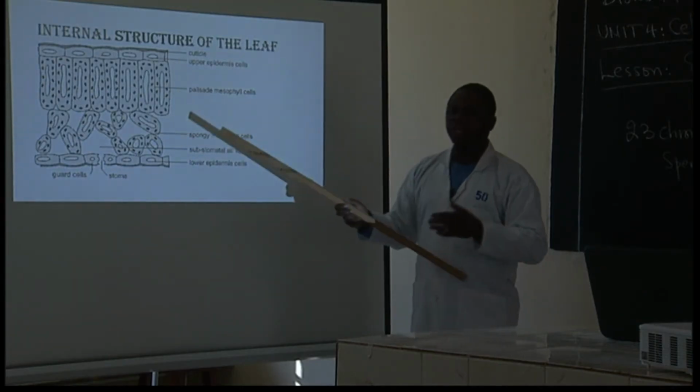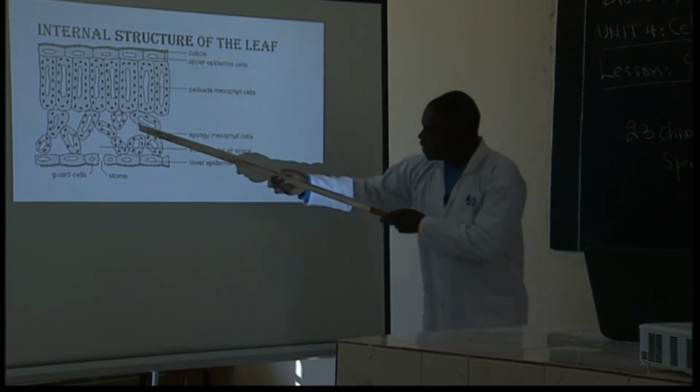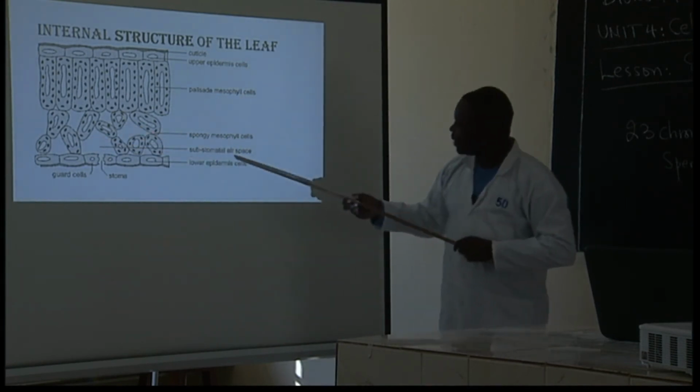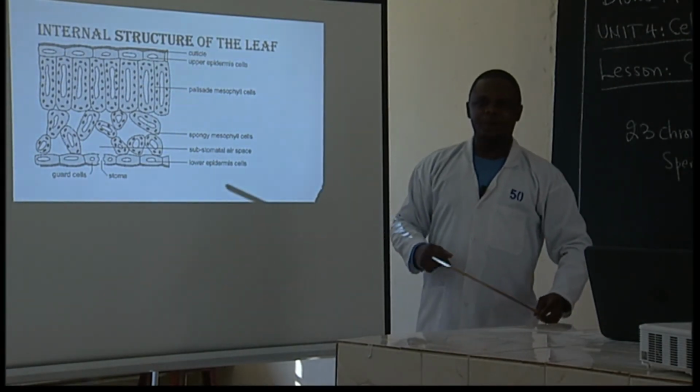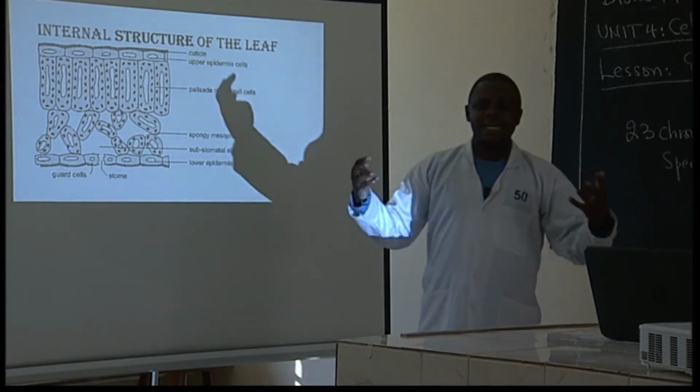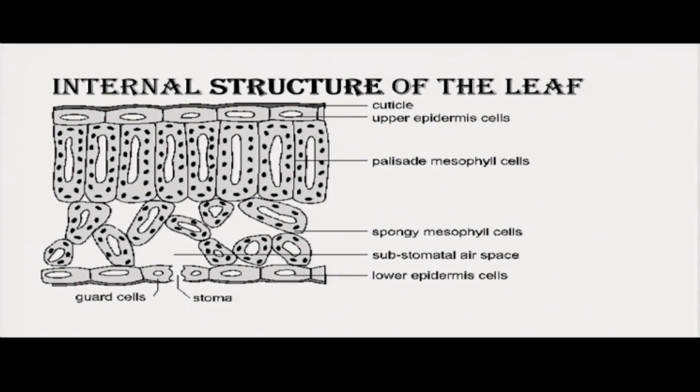These cells are irregular shaped, and in between them, you can see we have what we call air space. This air space is very important because it provides large surface area for gases to go in and out. When I say gases to go in and out, I mean carbon dioxide to go in because it is needed by plants in the process of photosynthesis. Then oxygen to get out because oxygen is a byproduct or a waste product of photosynthesis.